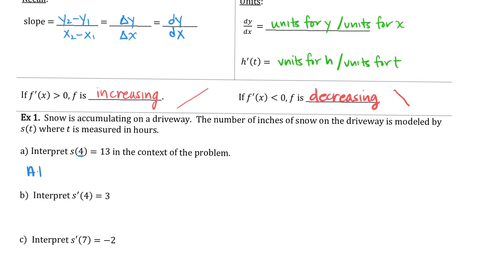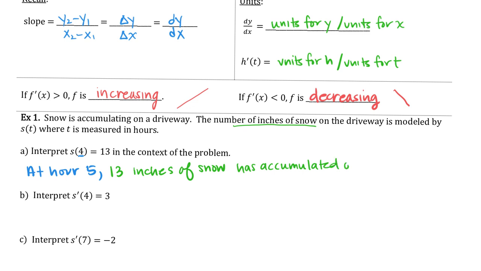So at hour 4, S is 13. What is S? S is the number of inches of snow on the driveway. So at hour 4, 13 inches of snow has accumulated on the driveway. Now what's S prime of 4? Oh, this should be hour 4, not 5. Hold on. T is still 4, so it's still going to be at hour 4.